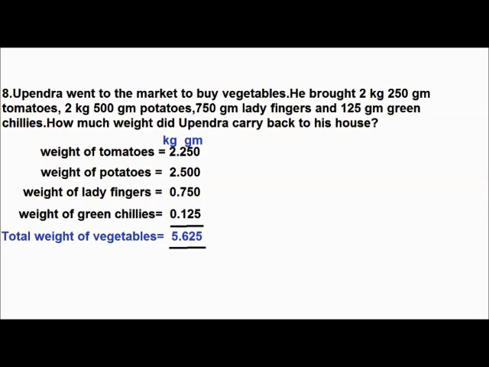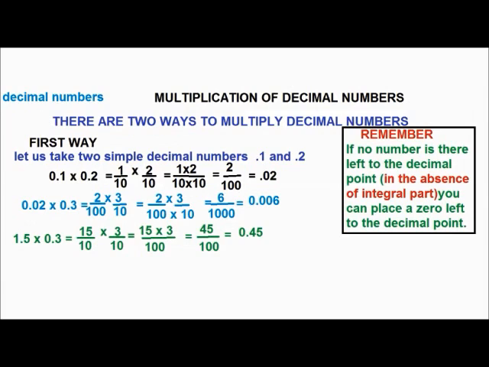Now here is another additional problem of vegetables. Do it. Multiplication of decimal numbers. There are two ways to multiply decimal numbers. First way, let us take two simple decimal numbers 0.1 and 0.2. 0.1 into 0.2, we have to convert the decimal numbers into fractions. That is 0.1 becomes 1 by 10 and 0.2 becomes 2 by 10. 1 by 10 into 2 by 10, that is 1 into 2 by 10 into 10, 2 by 100, that is 0.02.